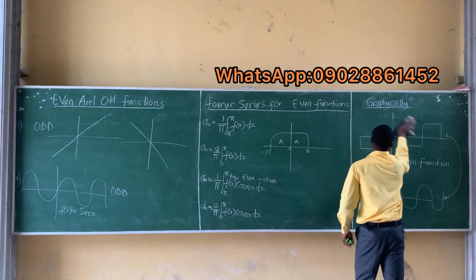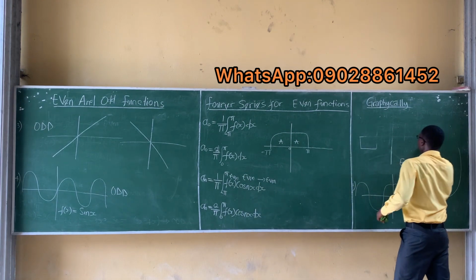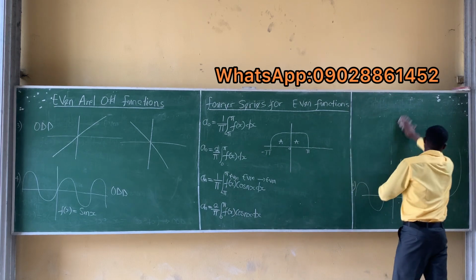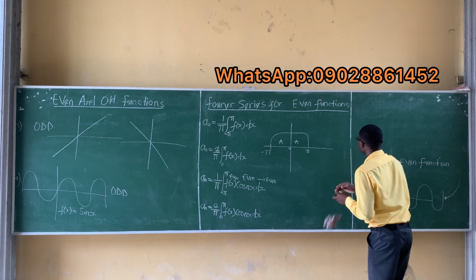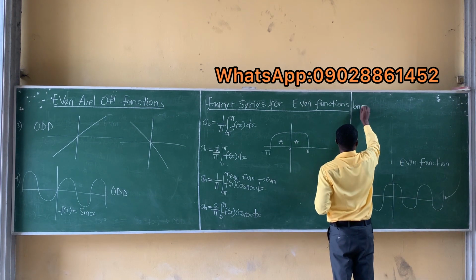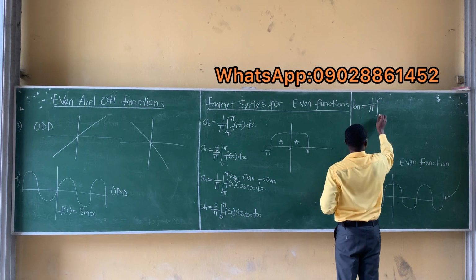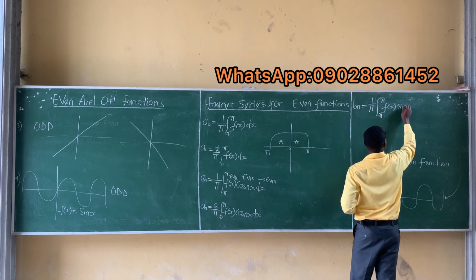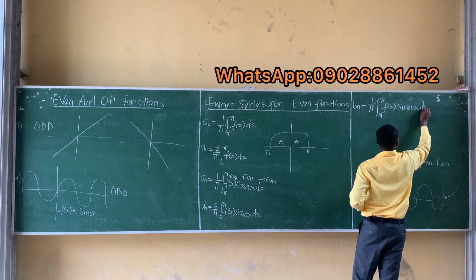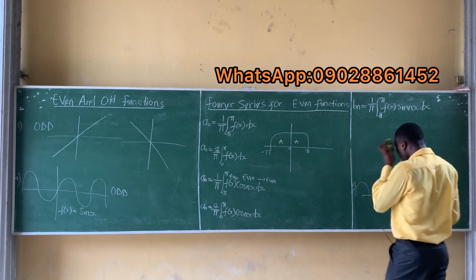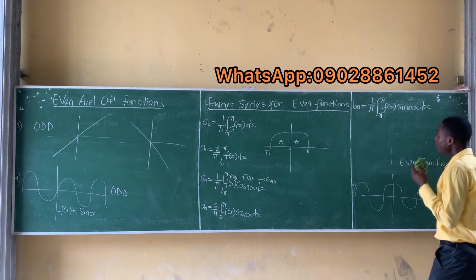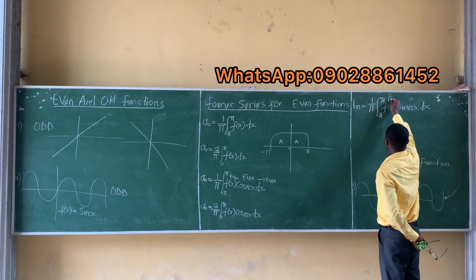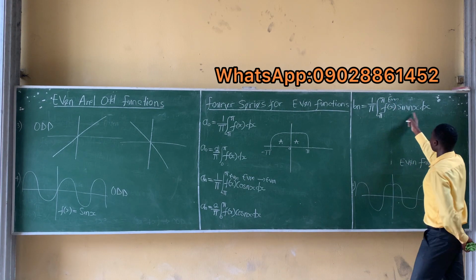What about b sub n? Remember the three coefficients we have are a naught, a sub n, and b sub n. What of b sub n? B sub n is equal to 1 over pi, the integral from minus pi to pi of f of x sine nx dx. Now we are talking about the Fourier series for even functions. It means f of x is even. So we have even here, and we have sine nx.